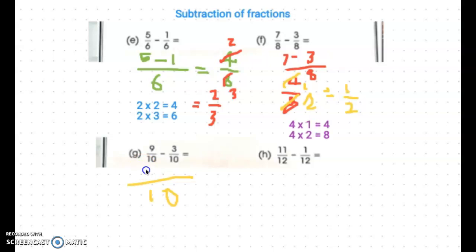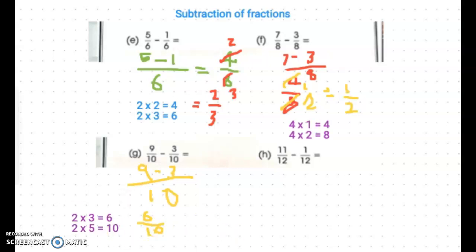This is 10 and 9. I'll bring the numerators together to subtract, and 9 minus 3. So 9 minus 3, how much? 6, right? And then I have 10. Now see, 6 and 10. Is 10 a multiple of 6? Do you get 10 in the 6 times table? No, 6 times 1 is 6, 6 times 2 is 12, right, but both of them are multiples of 2, right? 2 times 3, we get 6. 2 times 5, we get 10, right?